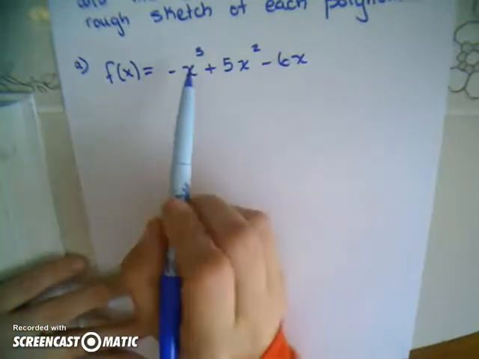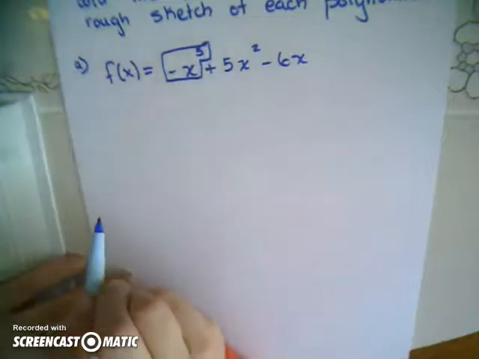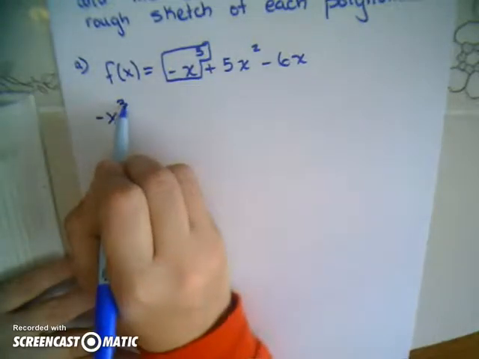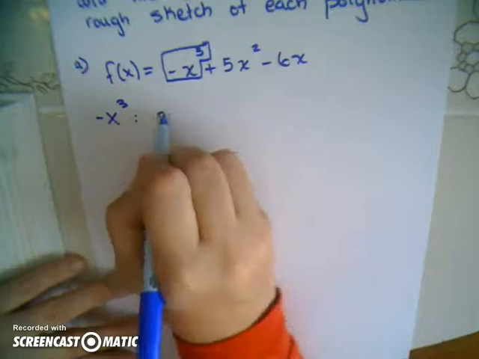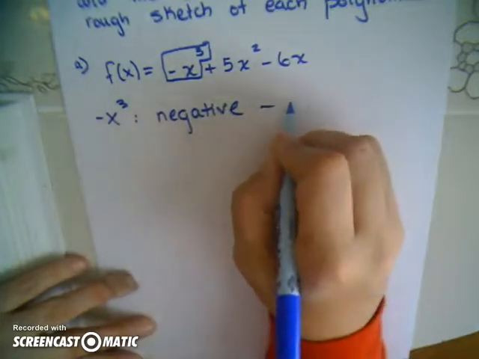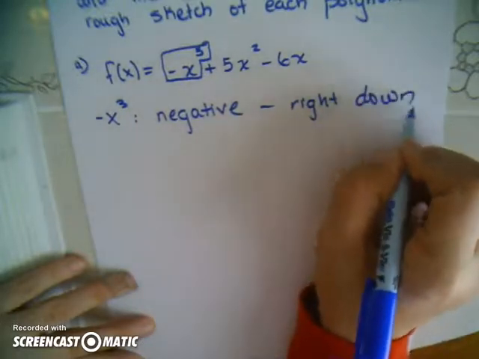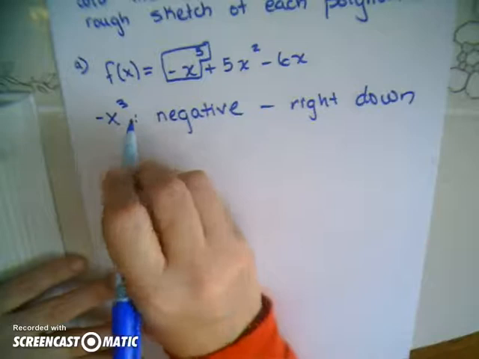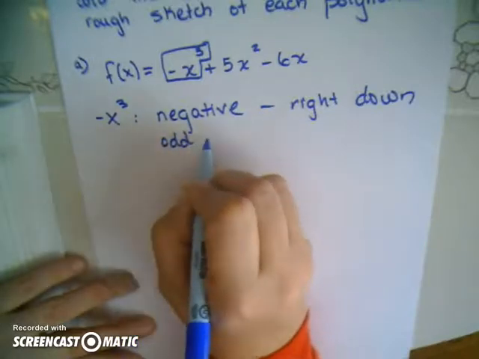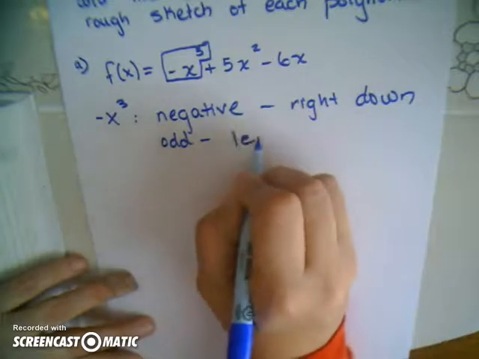So I'm going to start off with the leading term test. My leading term is negative x cubed. And that tells me 2 things. It's negative, so the right-hand side goes down. And the power is odd. And odd means the left does the opposite. So the left-hand side goes up.